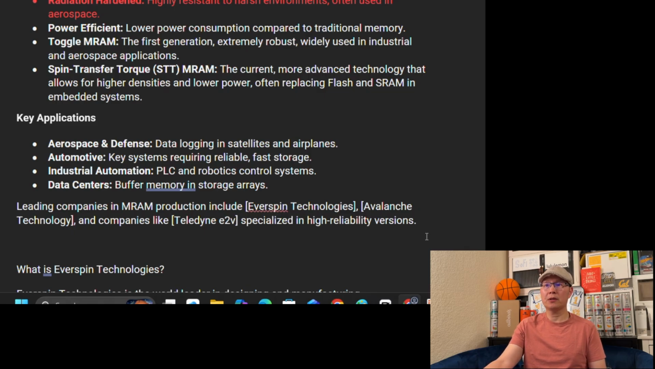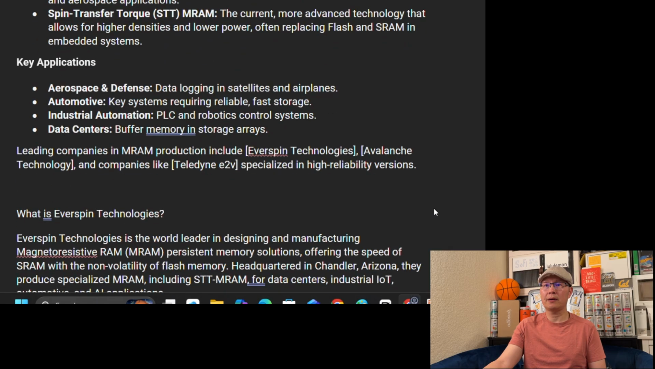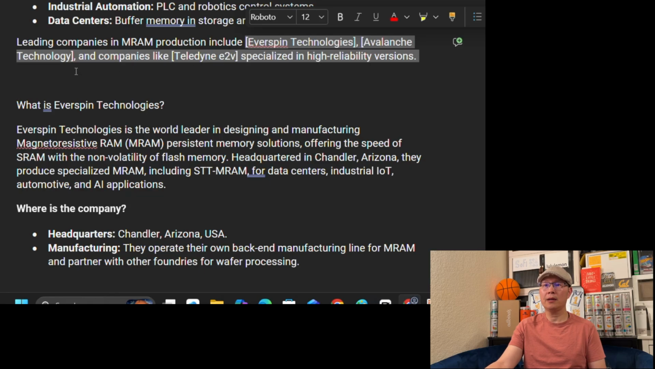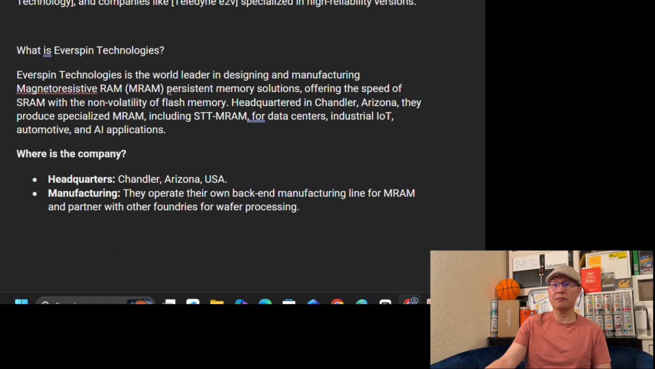Yeah, it's good to also look at the peers too. Everspin Technologies, Avalanche Technology, and Teradyne. I think I've heard of this company. Avalanche for sure. Okay. Everspin Technologies is the world leader in designing and manufacturing magneto-resistive RAM. We talked about it earlier.